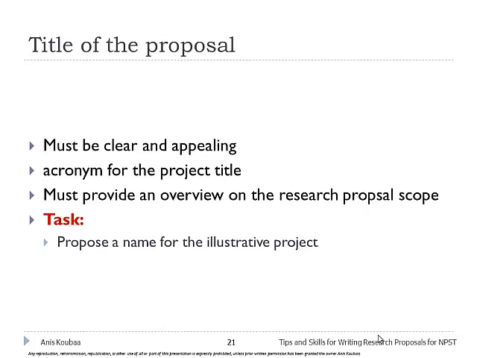Okay, so the first challenge is to propose a title for the proposal. And the title is very important. The title should give a clear picture of what the proposal is about. It must be clear and appealing. Usually it's good to choose an acronym for the project title. It must provide an overview of the research proposal scope. The title usually takes 10 to 50 words, more or less, but it must be comprehensive and present the main idea of the project.